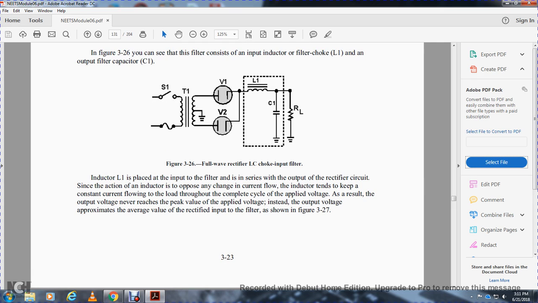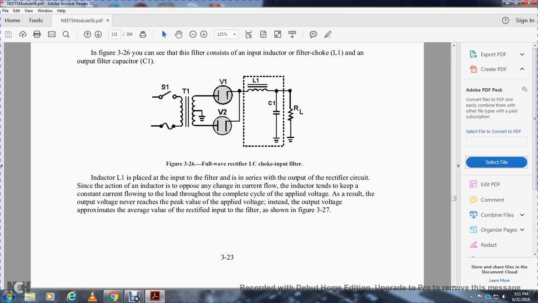Center tap of transformer 1 grounded. The inductor L1 is in place, connected between the input of the filter and the output of the rectifier circuit, to add the action of an inductor to oppose any change of current flow. The inductor tends to keep a constant current flowing through the load through the complete cycle of the applied voltage. As a result, the output voltage never reaches the peak value of the applied voltage.